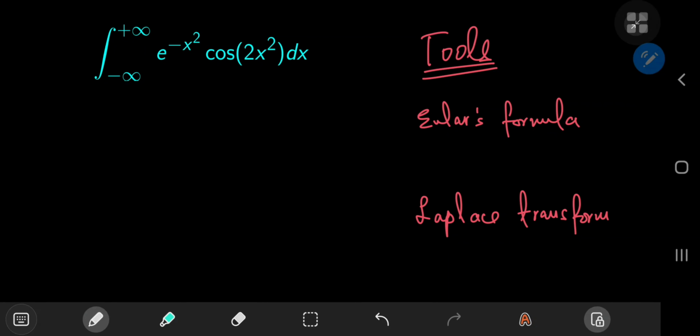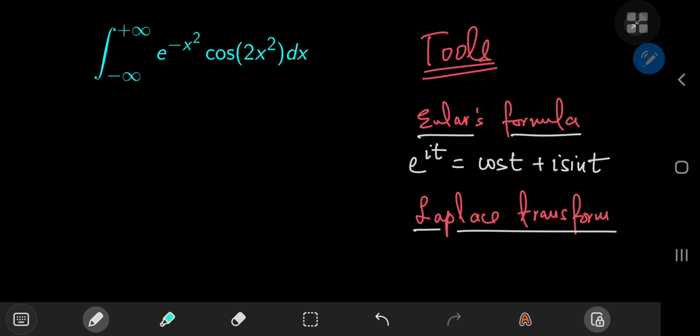Today we have another awesome integral that evaluates to a really beautiful result. And our set of tools today is fairly simple. All we need is Euler's formula, which states that e to the i t equals the cosine of t plus i times the sine of t. And we need the Laplace transform.